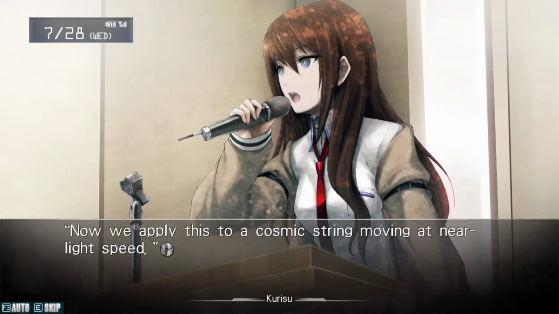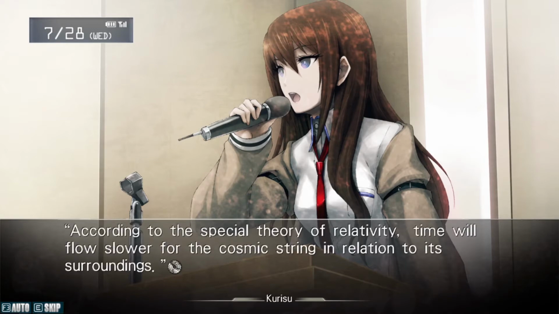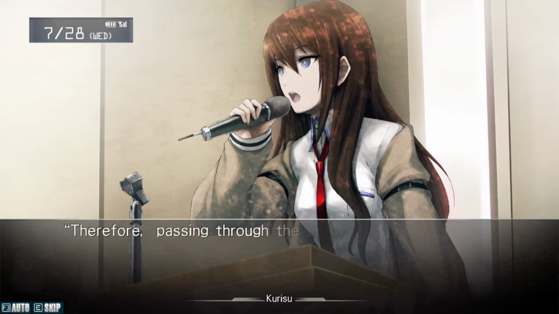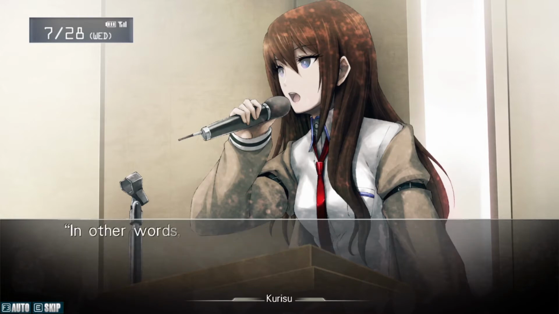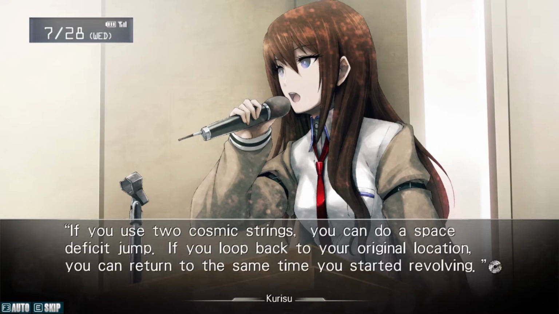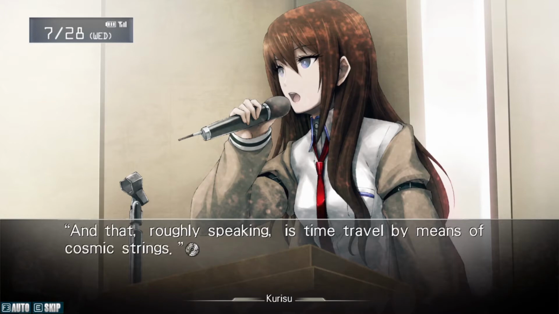Now we apply this to a cosmic string moving at near light speed. According to the special theory of relativity, time will flow slower for the cosmic string in relation to its surroundings. Therefore, passing through the area of angular deficit will cause the transit time to become negative instead of zero. In other words, you will arrive in the past after transit. If you use two cosmic strings, you can do a space deficit jump. If you loop back to your original location, you can return to the same time you started revolving. And that, roughly speaking, is time travel by means of cosmic strings.